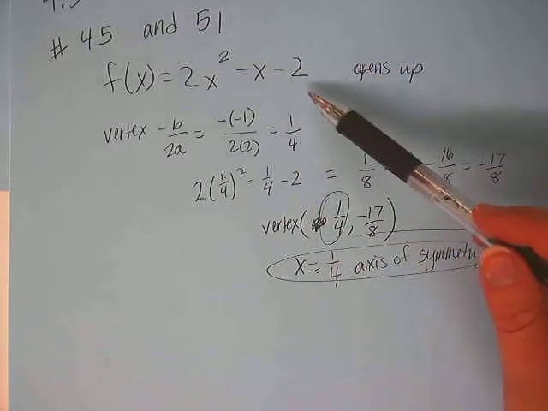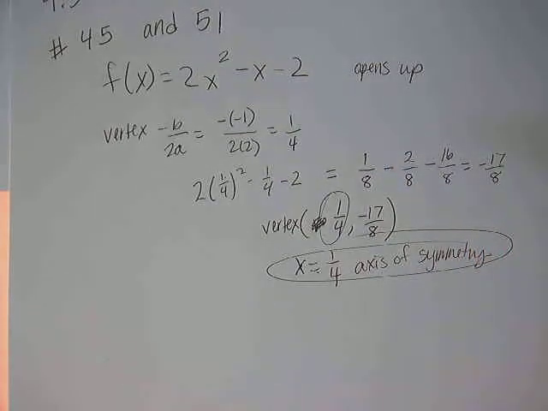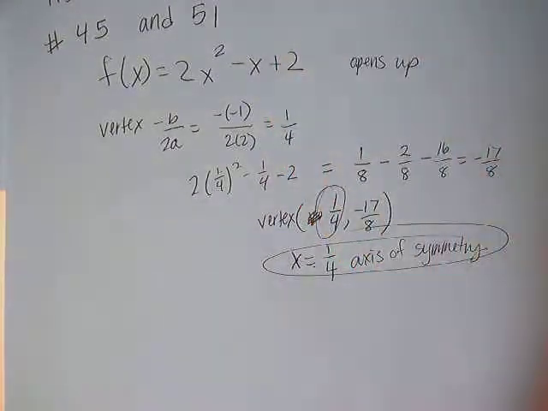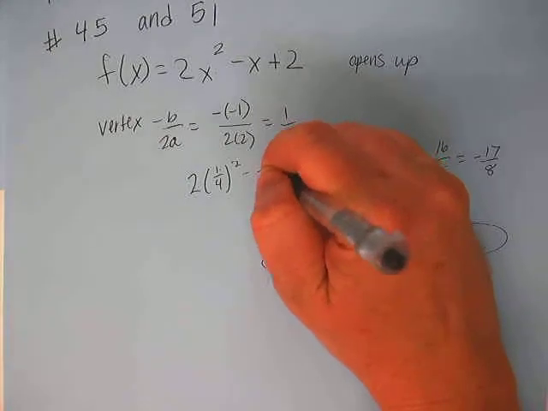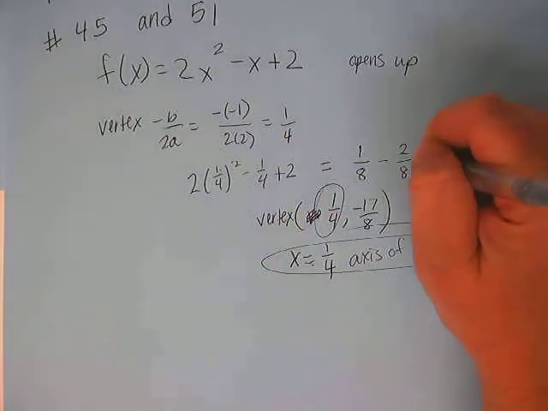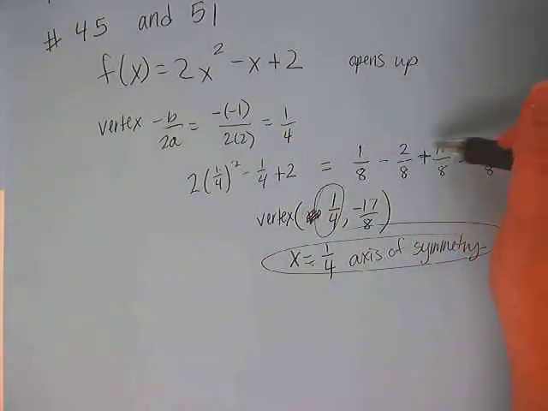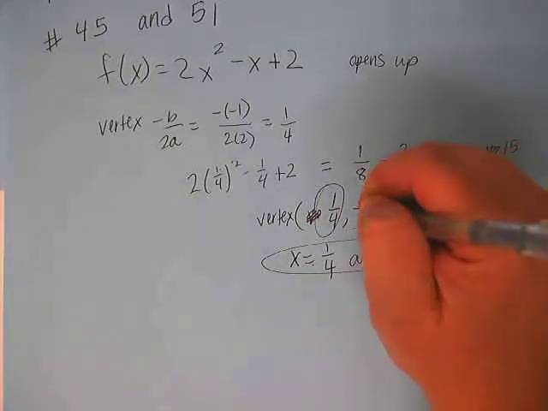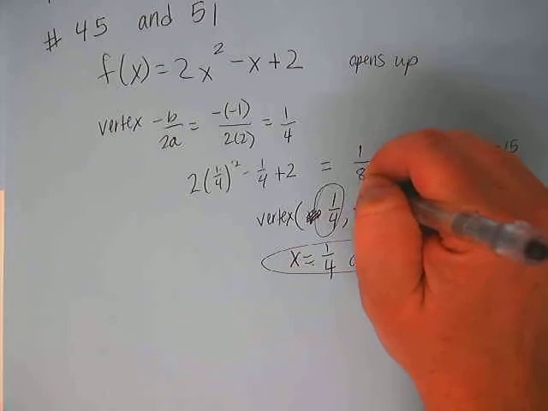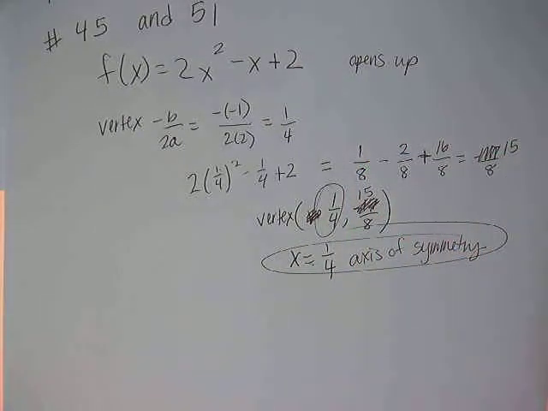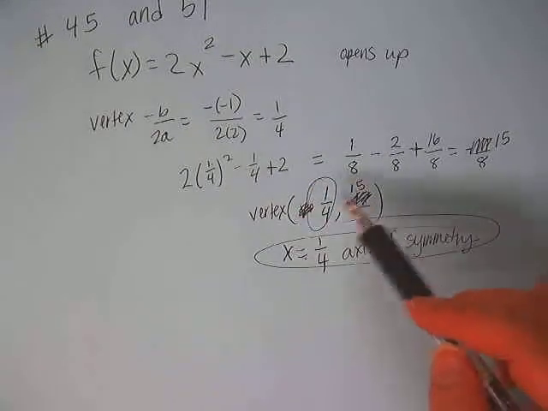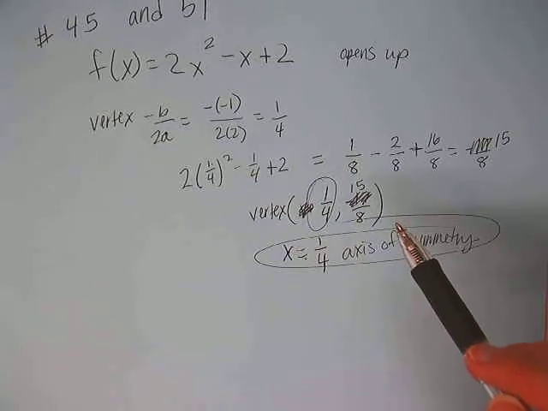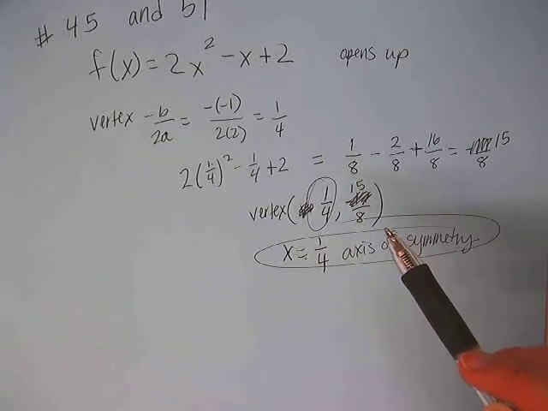Let's go back and look. Okay, the original problem is written down incorrectly. It is a plus 2. Oops. So that's a plus. So that's 17 minus 2, which is positive 15/8 instead. Okay, it helps to write down the original problem correctly. Alright, so there's the vertex: 1/4 and positive 15/8.